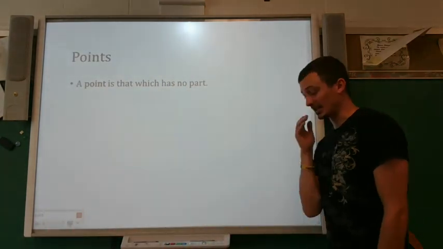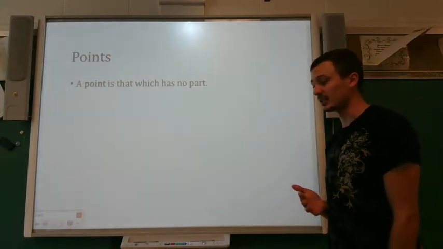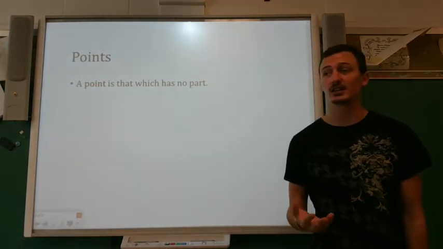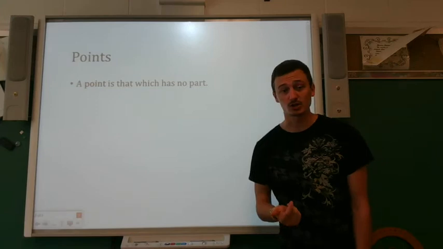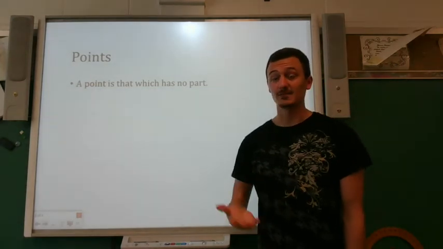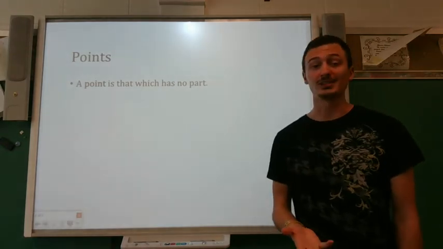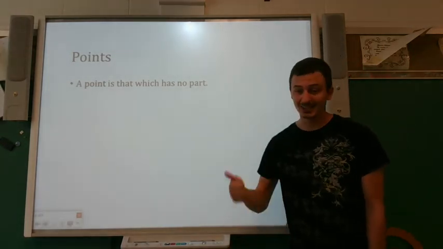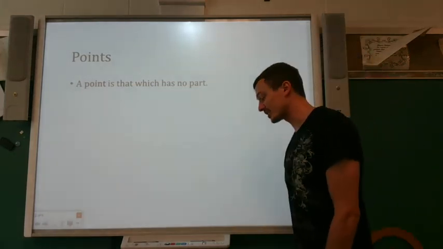Okay, so a point. What is a point? A point is very difficult to identify. We can talk to this guy named Euclid. Euclid is said to be the father of geometry. He wrote 13 books on it, and that is the foundation of geometry that we use today. They are called Euclid's Elements, and the first chapter of the first book is defining a bunch of stuff. And he defines a point as that which has no part.